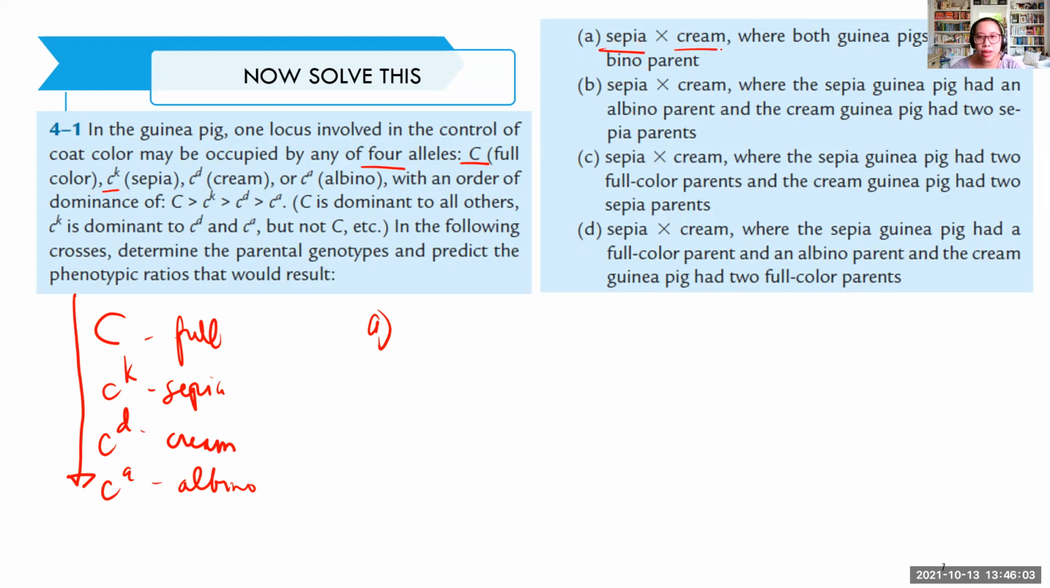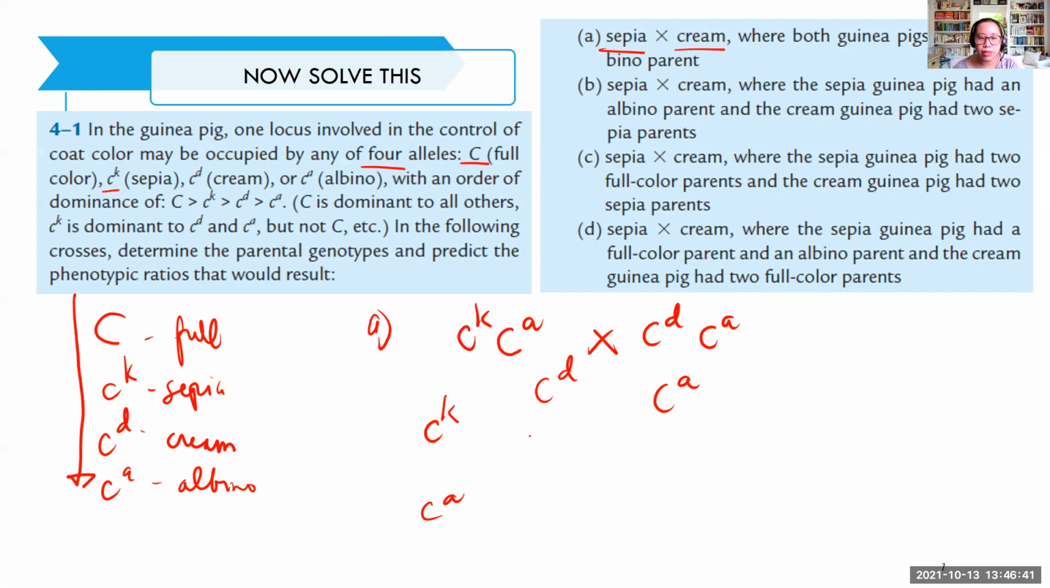So sepia and cream are guinea pigs. So this is coat color in guinea pigs, all right? Had an albino parent. So sepia, that's CK. If it has an albino parent, then it's like this. All right? So the cream, that's CD, also had an albino parent. So that's how it is, class. Okay? Because the other parent donates the gene. So it means that they are both heterozygous for the albino gene. So let's place here your sepia and then your cream.